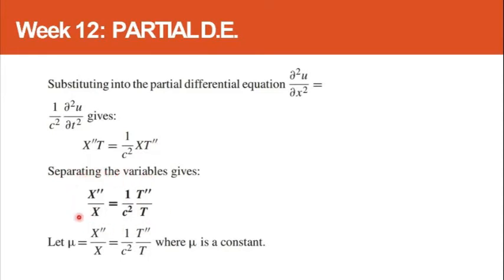So, itong left side natin, we have yung dalawang X natin. And for the right side is we have yung dalawang T natin. We have here the second derivative of X over X is equal to 1 over c squared times the second derivative of T over T. Dito lang siya, dito lang sa formula natin na to. Sinimplify lang natin or sineparate lang natin yung variables. And then gumamit lang tayo ng mu. Mu for the constant value, which is equivalent lang siya sa second derivative of X over X is equal to 1 over c squared times the second derivative of T over T.